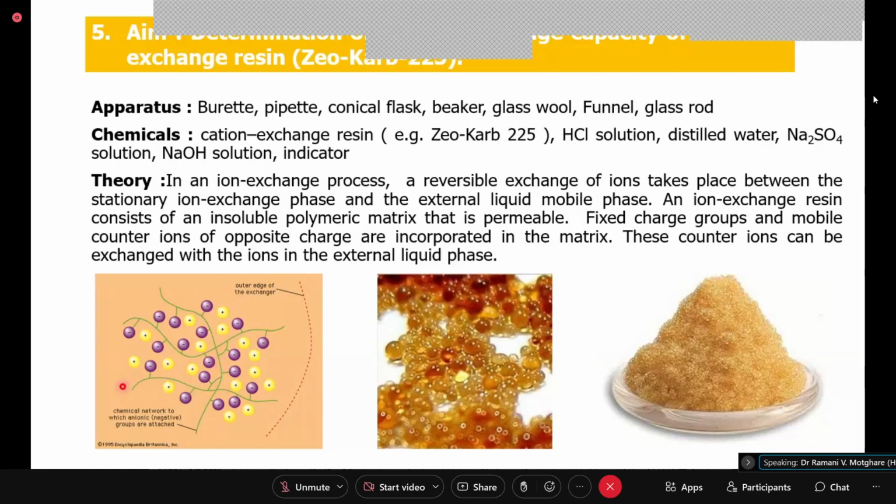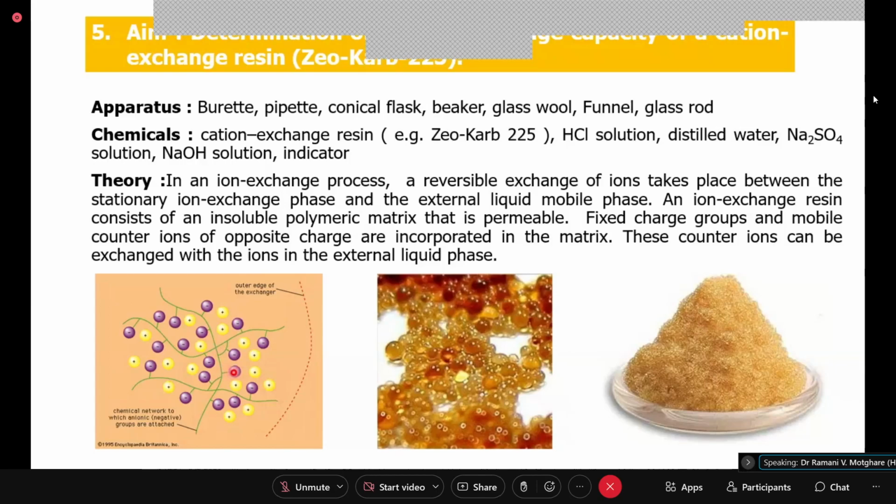You can see here the fixed charge groups are negatively charged, because they are having a bond with the polymer. This is termed as fixed charge group, and there will be a mobile counter ion associated with this charged group. So if the charge on the fixed group is negative, the counter ion is positive, and if the counter ion is positive, it is the cation exchanger resin, because this is the ion that can be exchanged. So when a positive ion is coming here in the water, you will see that this particular ion can move out.